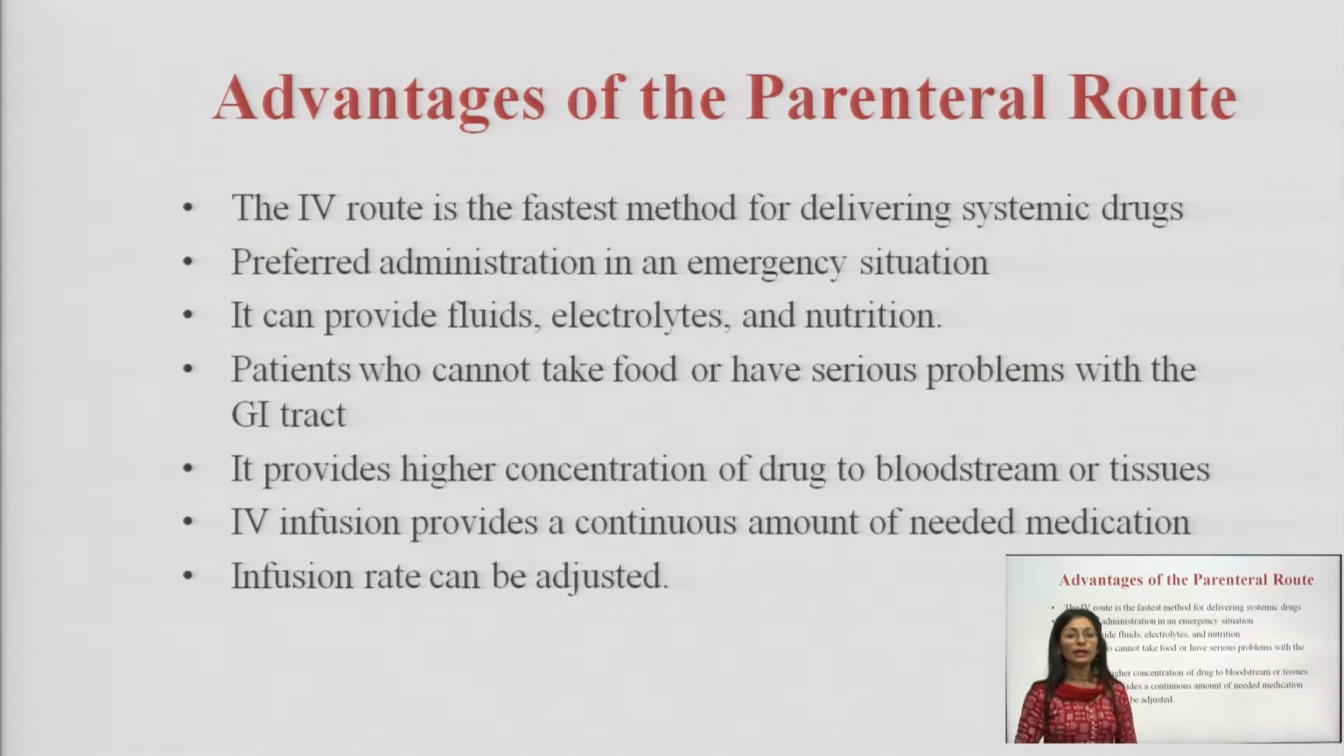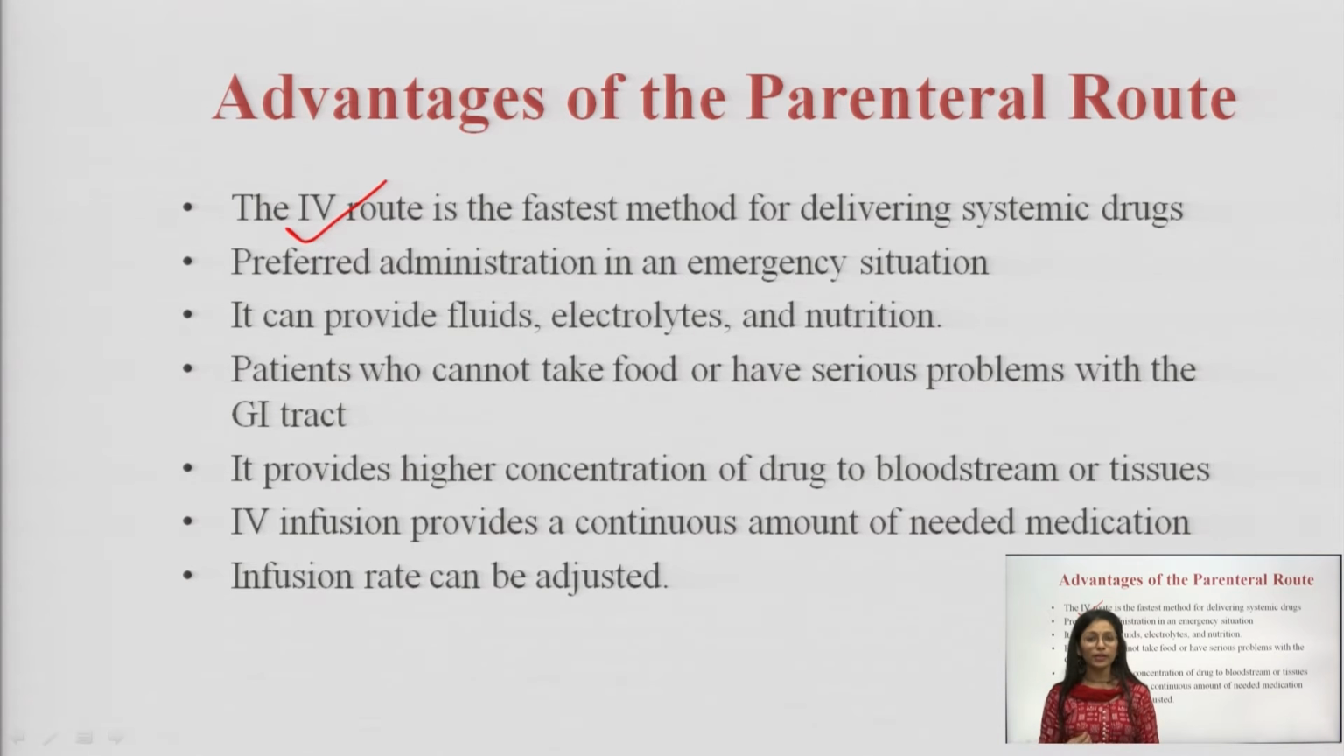Okay. What are the advantages of parenteral products? There are lots and lots of advantages. As I told you, parenteral products are intended to be administered into systemic circulation, meaning inside the bloodstream. Moving on to the first advantage, the IV route is the fastest method for delivering systemic drugs. IV route is the fastest route. Why is it called the fastest route?